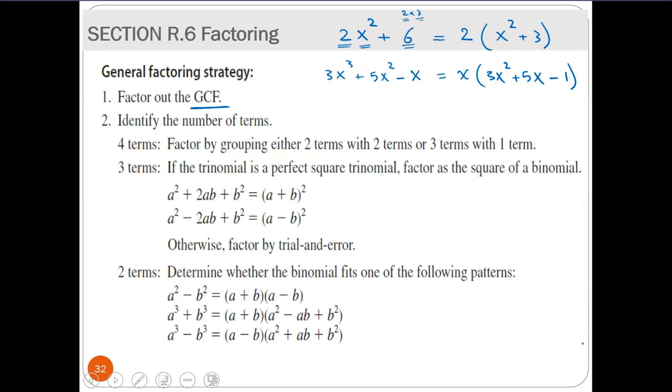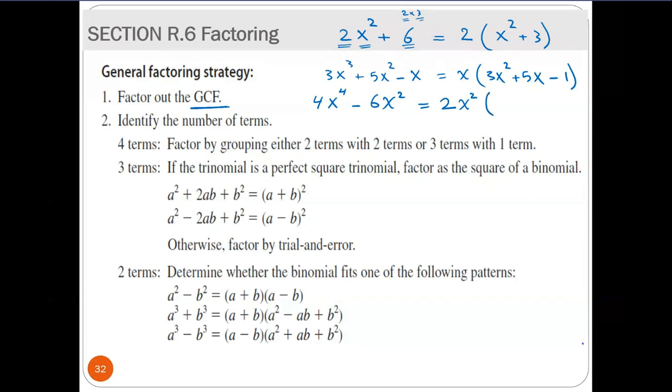Sometimes we can take the number with the variable. Look at this. We have, for example, 4x to the power 4 minus 6x squared. So here the common factor equals what? From 4 and negative 6 we have 2, so we can take 2, and from x to the power 4 and x to the power 2, the least exponent, x squared.